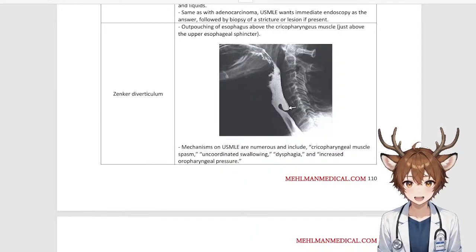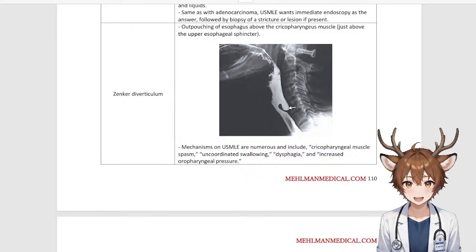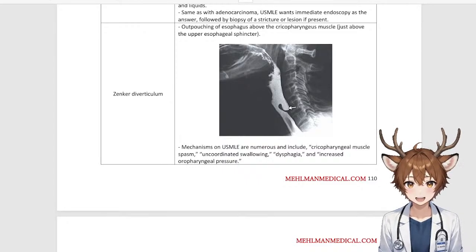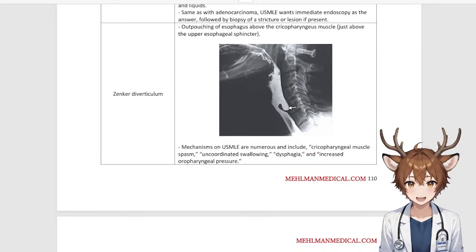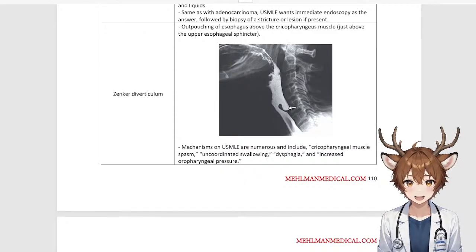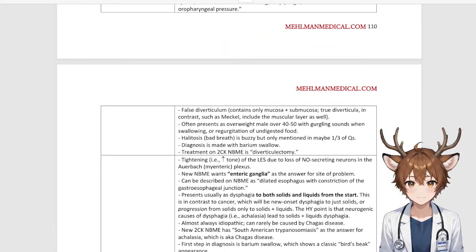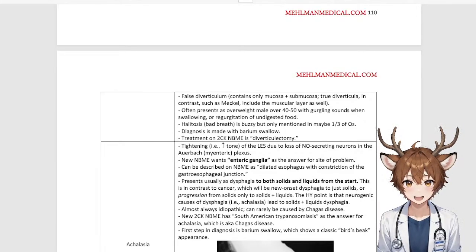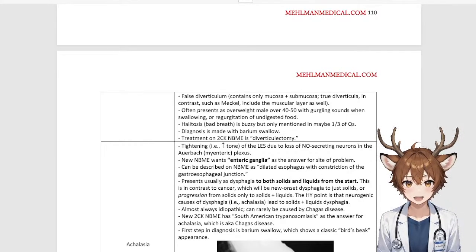What about a Zenker diverticulum? Outpouching of the esophagus, and you can see that right there in the picture. It is an outpouching of the esophagus above the cricopharyngeus muscle, just above the upper esophageal sphincter. The mechanisms on USMLE are numerous and include cricopharyngeal muscle spasm, uncoordinated swallowing, dysphagia, and increased oropharyngeal pressure. A false diverticulum contains only mucosa plus submucosa. True diverticula, in contrast, such as Meckel's diverticulum, include the muscular layer as well.